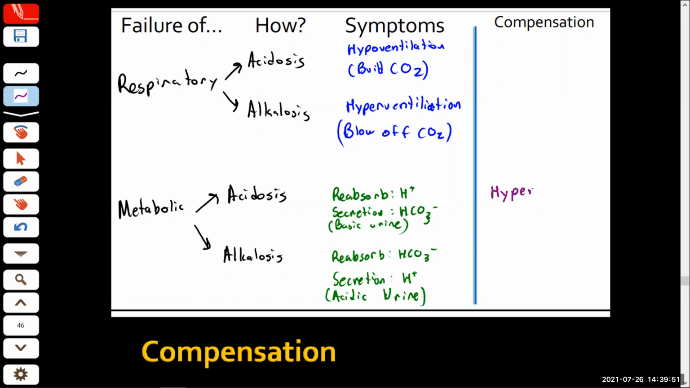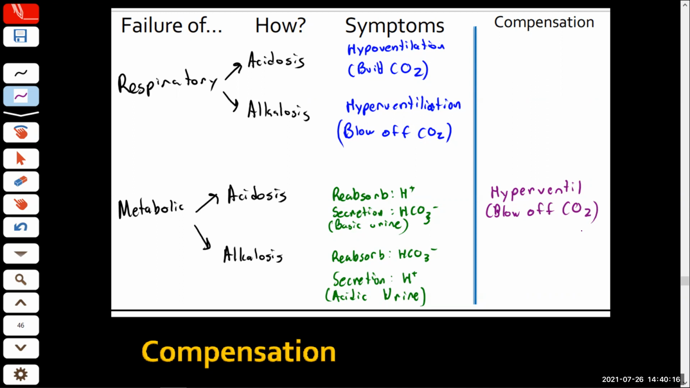Why would I want to hyperventilate? I want to even it out by doing what's my CO2? Blow off my CO2. Because I got way too many protons, but I can still get rid of the acid via CO2. Okay.